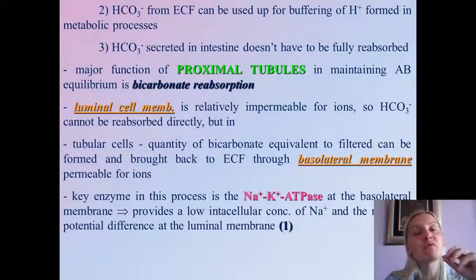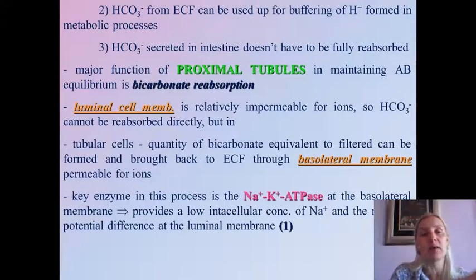So the major function of proximal tubules in maintaining acid-base equilibrium is bicarbonate reabsorption. But we have to face one problem, and this problem is that the luminal cell membrane is relatively impermeable for ions, bicarbonate ions as well. So bicarbonate ions cannot be directly reabsorbed from the tubular lumen into tubulocytes, and from tubulocytes to extracellular fluid or blood.